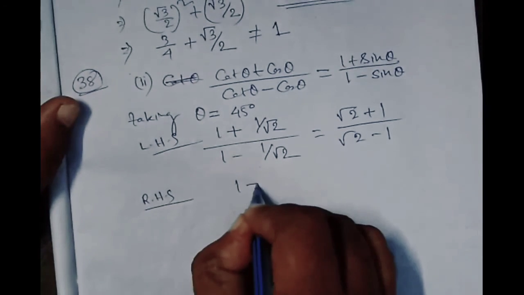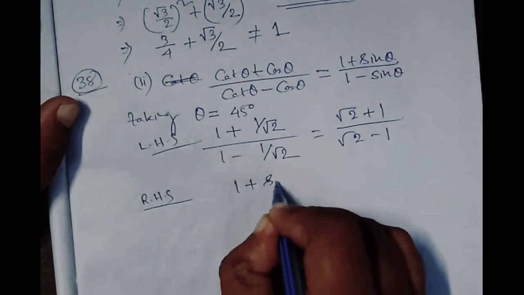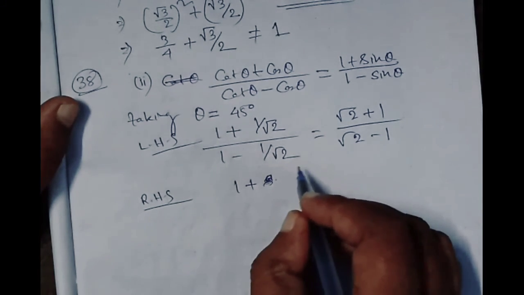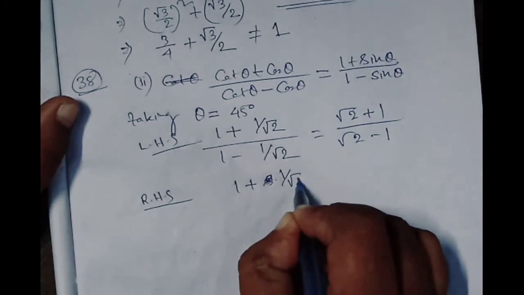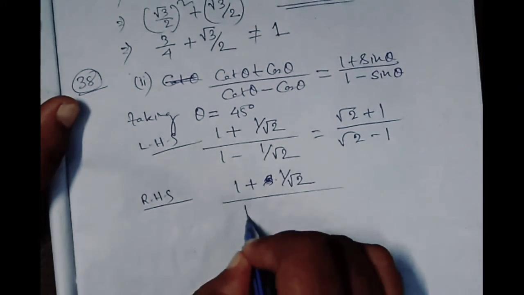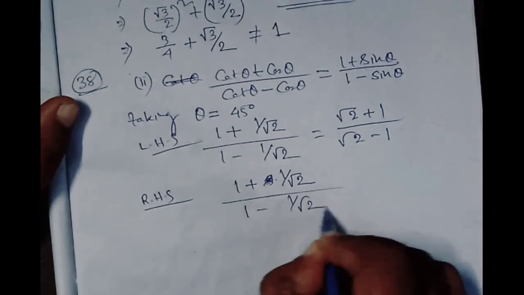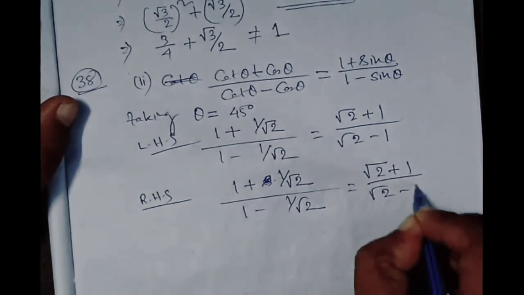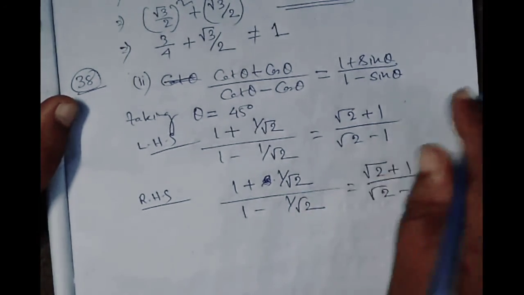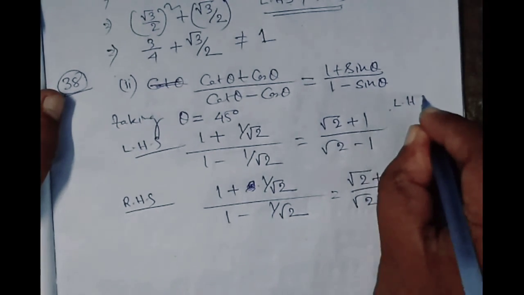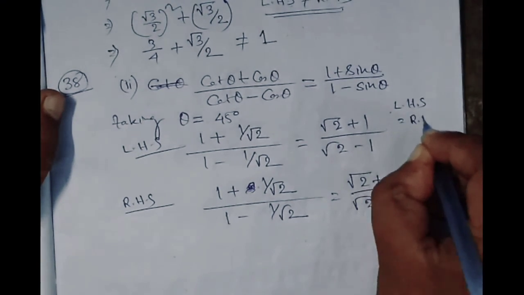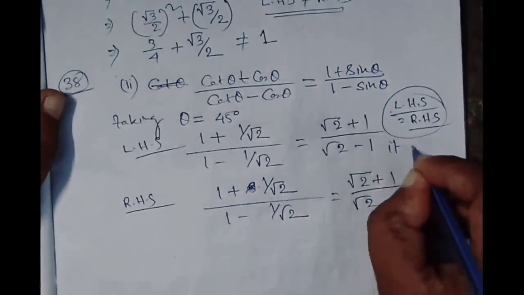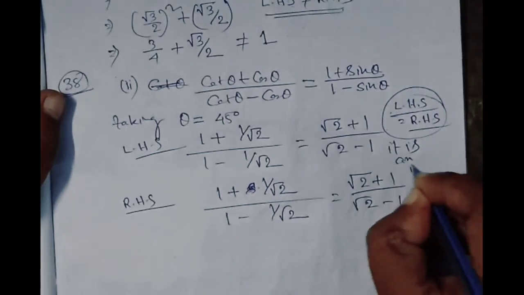Next take the RHS. Now 1 plus sin 45 degrees. Sin 45 degrees means 1 by root 2, and sin 45 degrees again 1 by root 2. If we do the calculation, we get root 2 plus 1, root 2 minus 1. So here we can say that LHS equals RHS. So it is an identity.